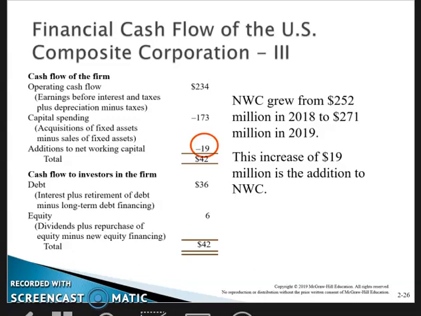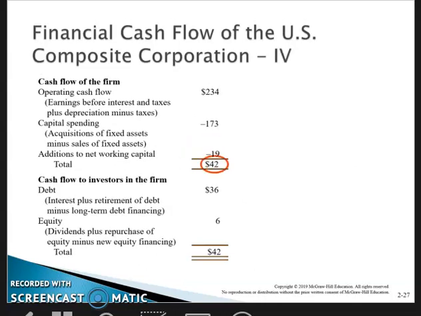We calculated it before. Net working capital grew from 252 million to 271 million. That's an increase of 19 million. So the cash flow to the firm ends up as $42 million. So again, the cash flow of the firm has to equal the cash flow to investors in the firm.